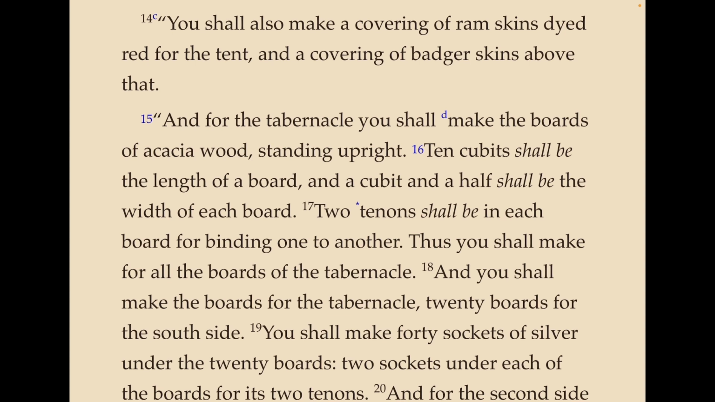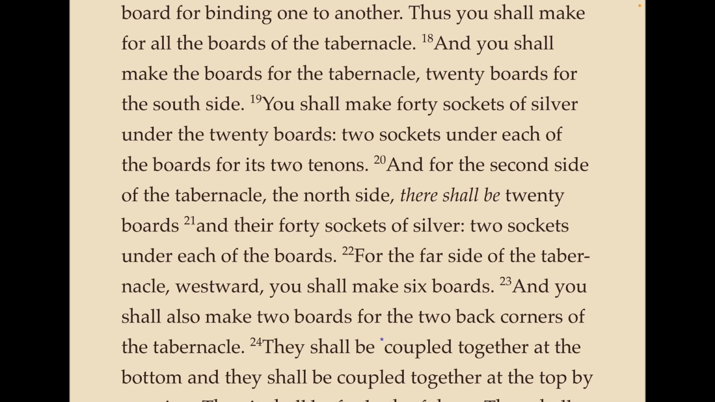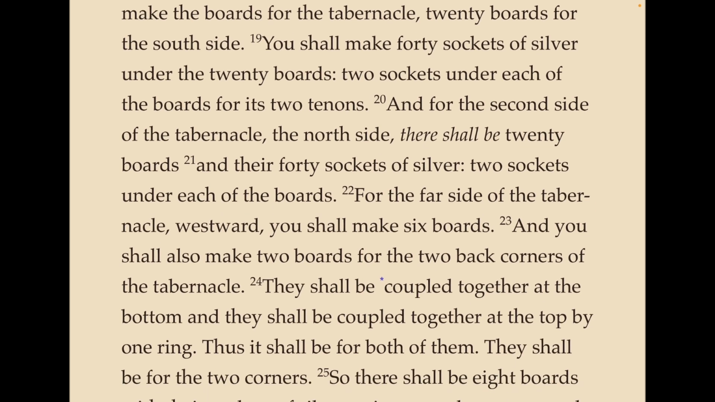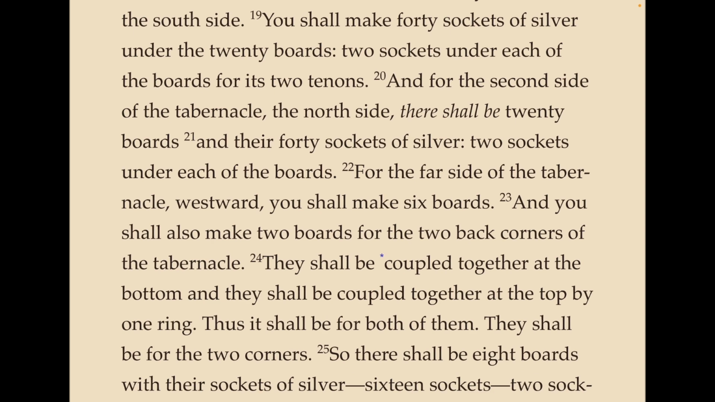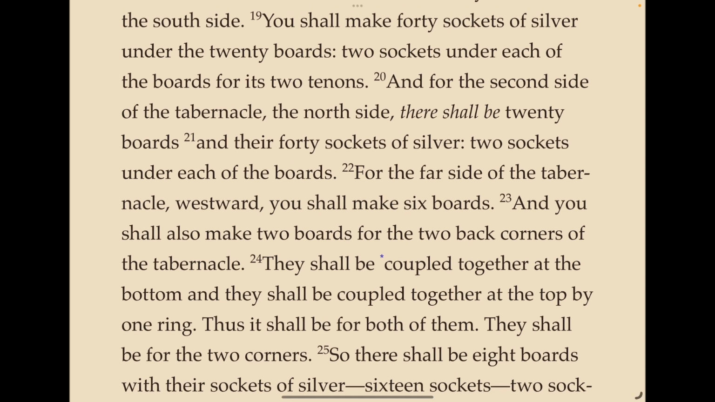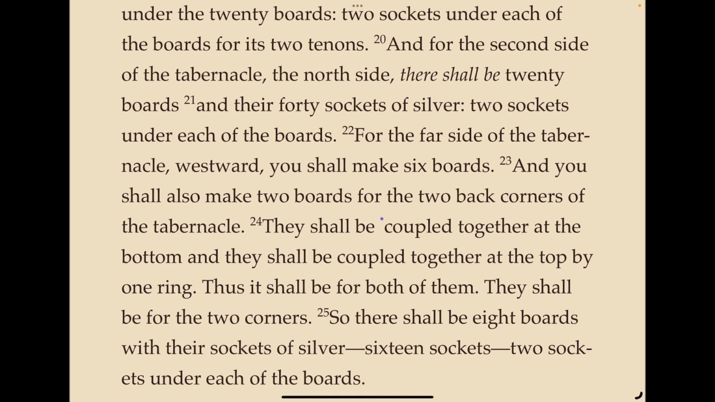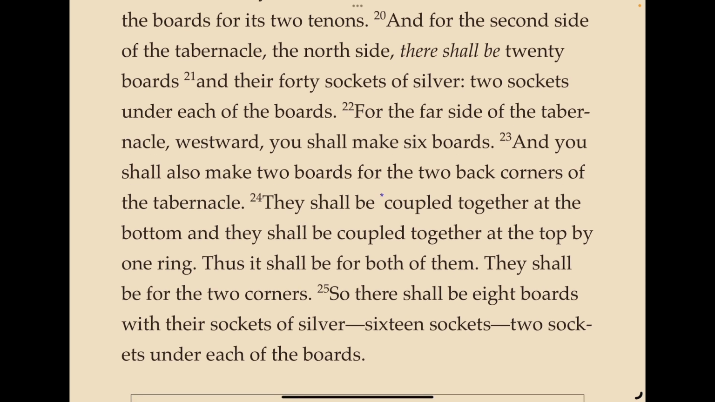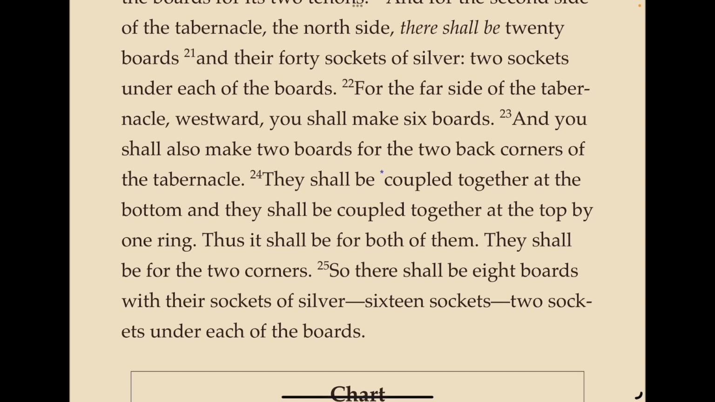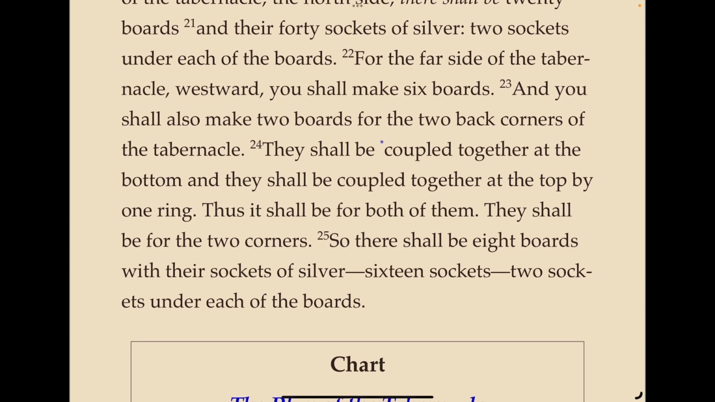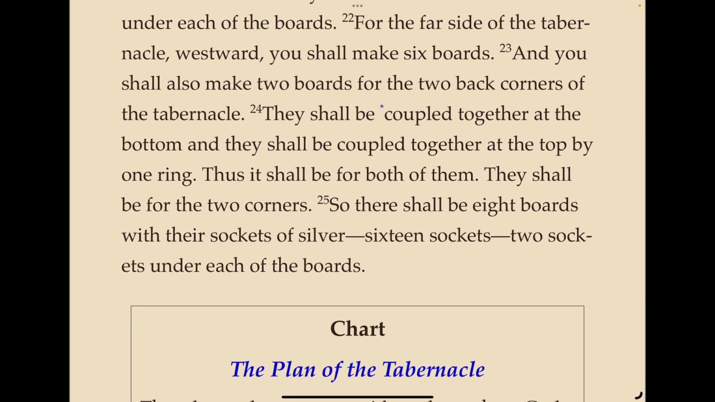10 cubits shall be the length of the board, and a cubit and a half shall be the width of each board. 2 tenons shall be in each board for binding one to another. Thus you shall make for all the boards of the tabernacle, and you shall make 20 boards for the south side. You shall make 40 sockets of silver under the 20 boards, 2 sockets under each of the boards for its 2 tenons. And for the second side of the tabernacle, the north side, there shall be 20 boards, and 40 sockets of silver, 2 sockets under each of the boards.